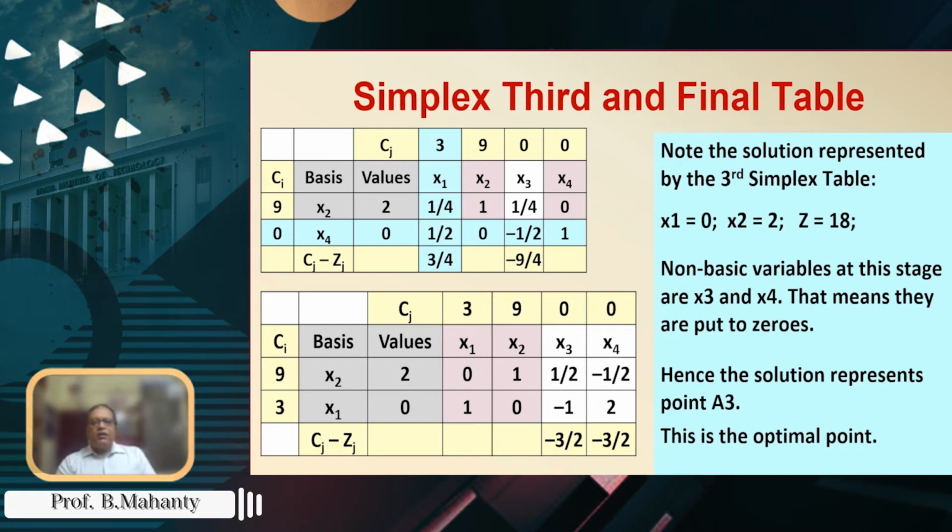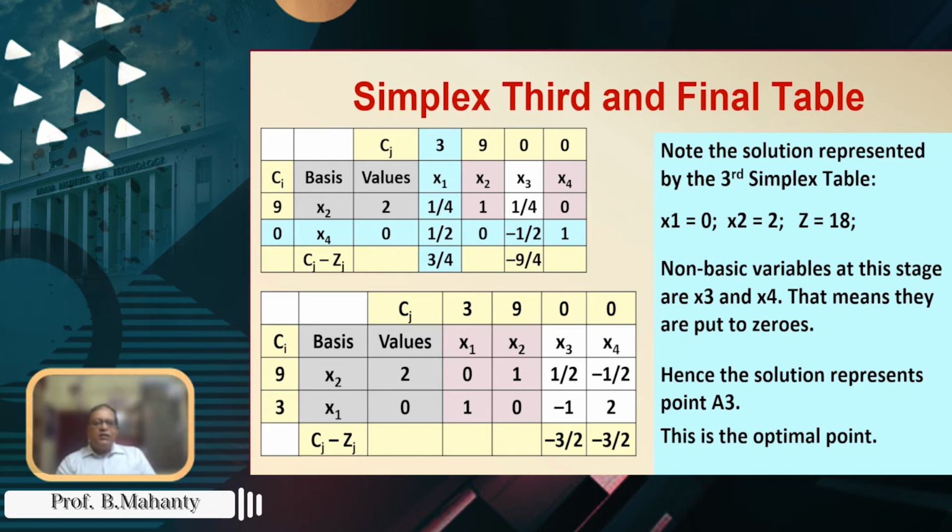So note that the solution represented by the third simplex table, that is x1 equal to 0, x2 equal to 2, and z equal to 18, is the optimum solution, and the non-basic variables are x3 and x4. So they are put to zeros, and that is the point A3. So A3 is returned by the simplex as the optimal point, although the previous table, which was representing A1, was already optimal. So this is a degeneracy.